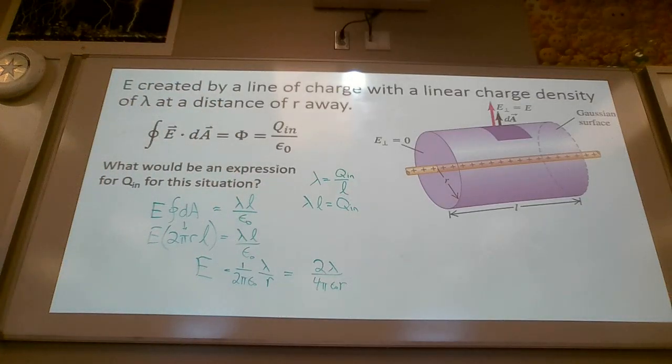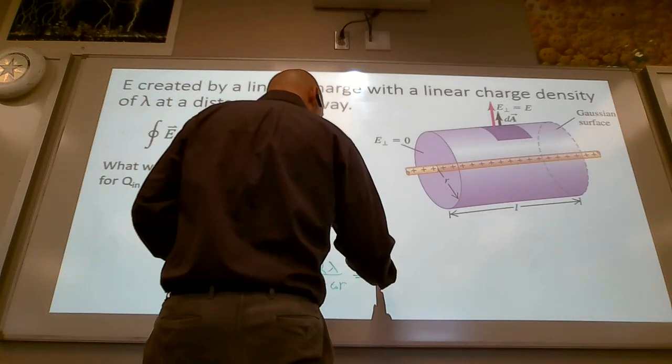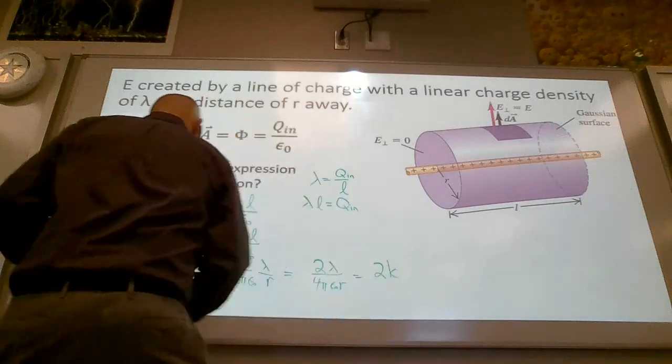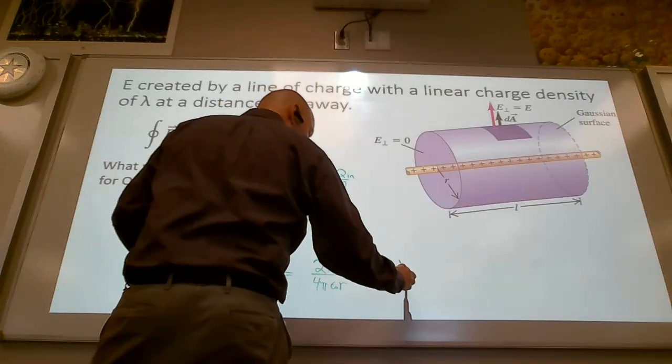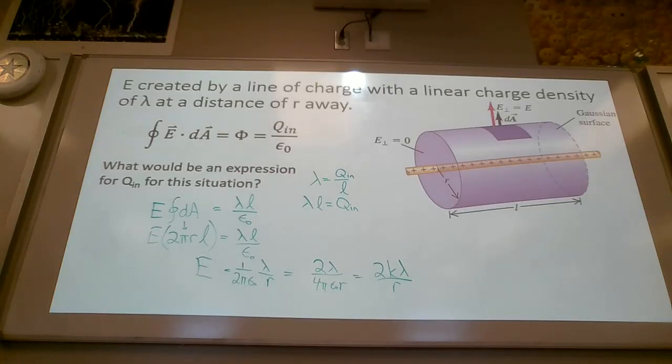Josiah. Sorry. It's equal to K. So I could express it like 2K lambda, 2K lambda over R. Do not memorize that ending point. Understand where it comes from.